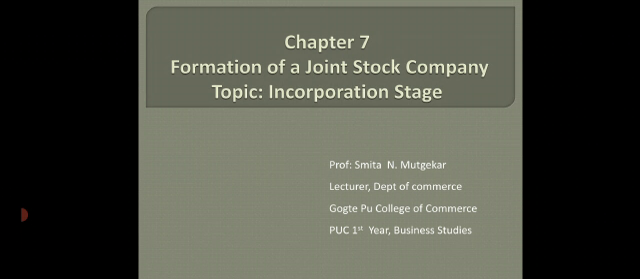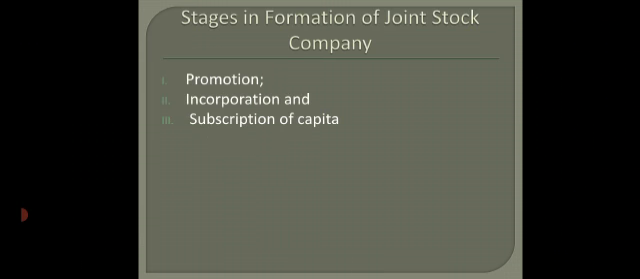In your previous classes, you might have seen the stages in formation of a joint stock company. The process of establishing a joint stock company passes through three stages, that is promotion stage, incorporation stage and subscription of capital stage. Read it as a capital stage, there is a mistake.